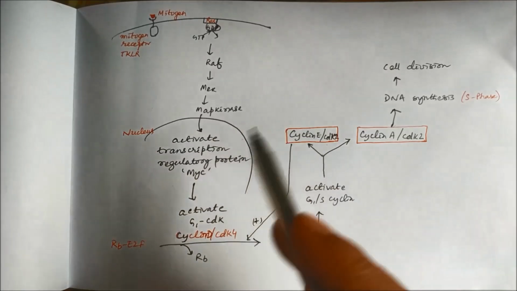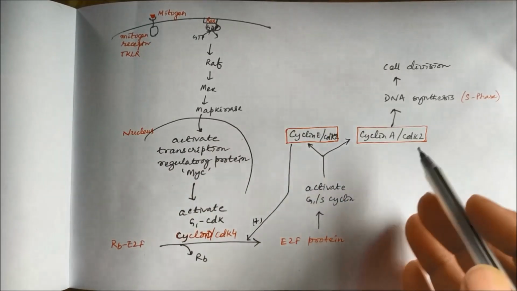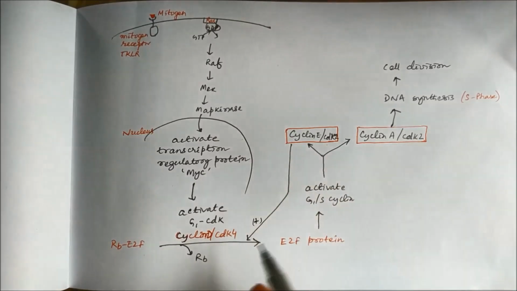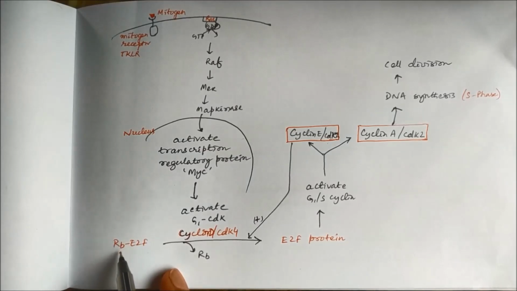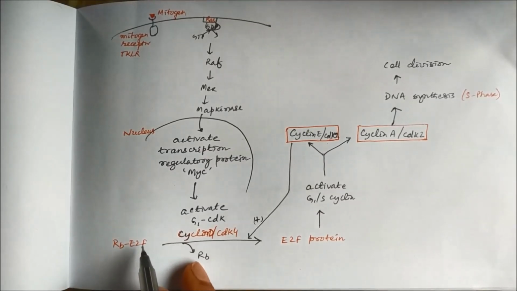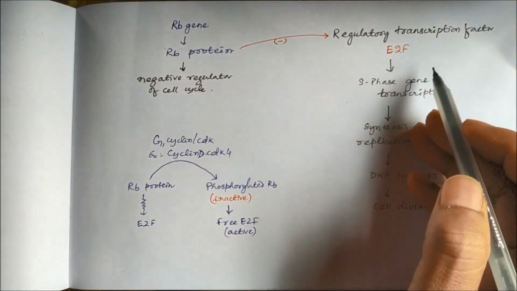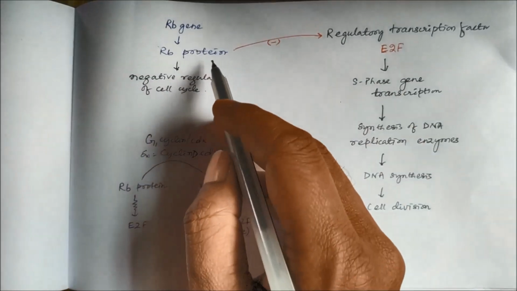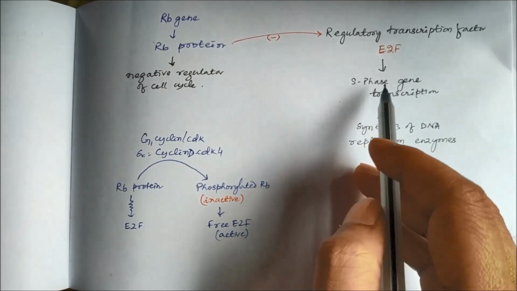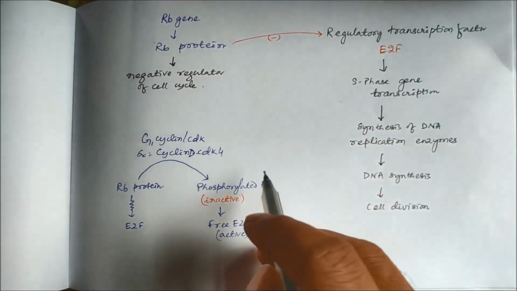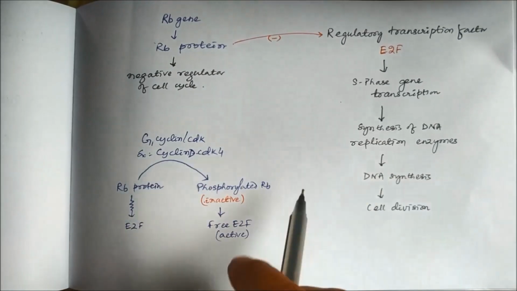So in this way, the cell division is activated by the cyclin and CDK complexes, which is inhibited by retinoblastoma because retinoblastoma gene inhibits the E2F, the regulatory transcription factor. This regulatory transcription factor causes the S-phase gene transcription, which helps in synthesis of DNA replication enzymes. Hence there will be DNA synthesis and cell division.